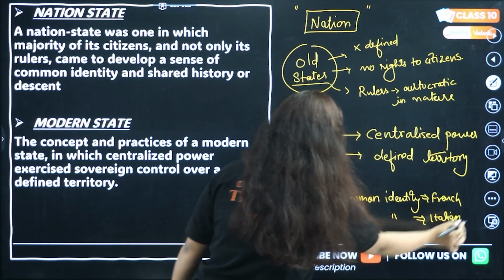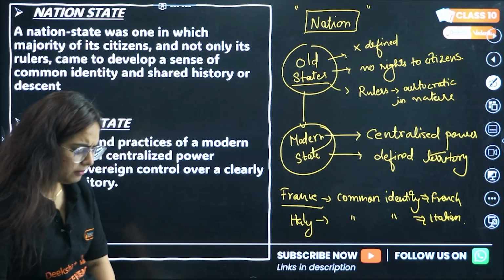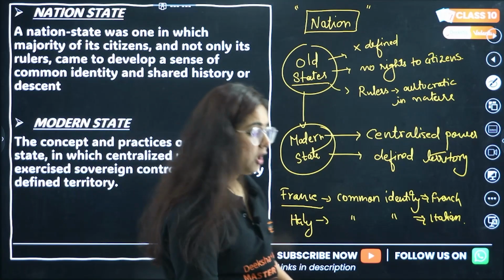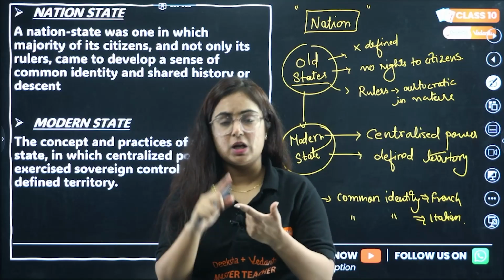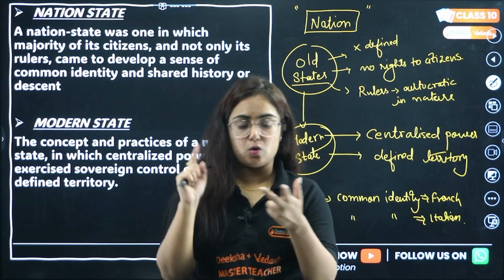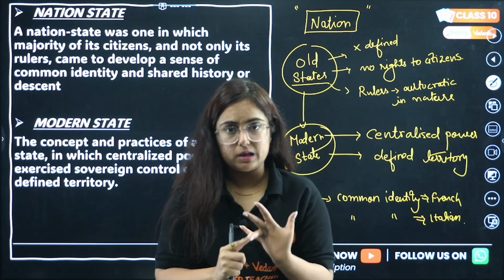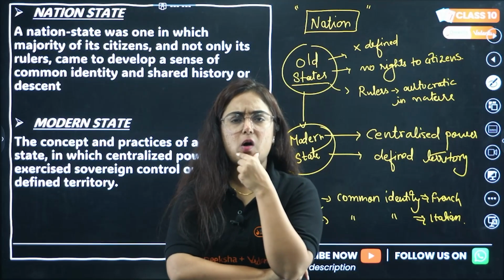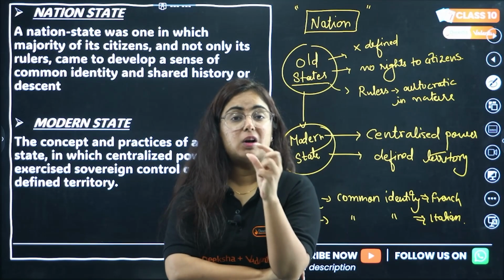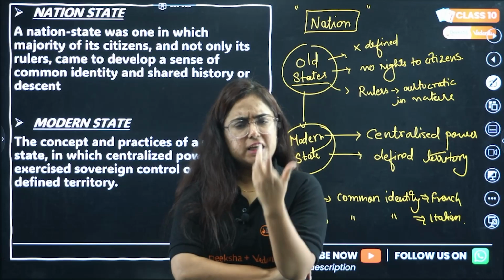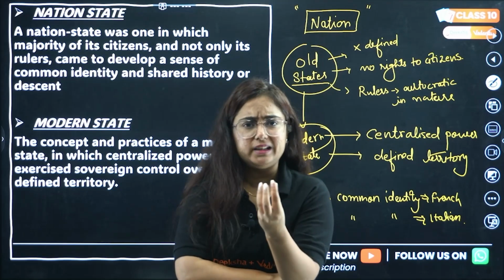that these are Italian people. But now if I tell you an example of India, do we have any commonality like this? No. Do we have a common religion? No. Common language? No. Common culture? No. So can't we call this a modern state? Yes, we cannot. Why? Because we will call it a nation. Now in a nation also we need some common identity, na?